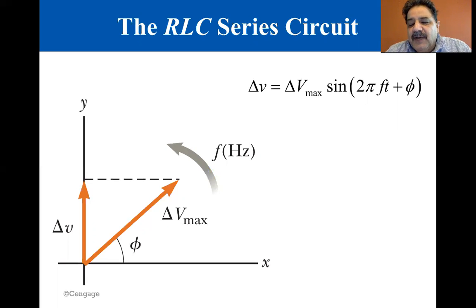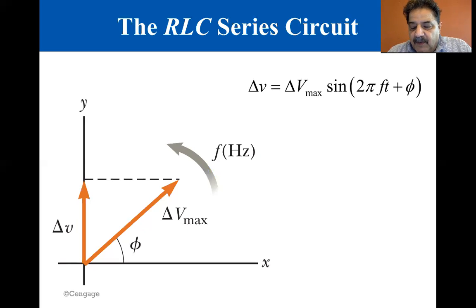This particular diagram represents the circuit voltage given by the expression shown here, where delta V max is the maximum voltage, which is the magnitude or length of the rotating vector or phasor, and phi is the angle between the phasor and the positive x-axis when t equals 0. You can think of the phasor as a vector of magnitude delta V max rotating at a constant frequency so that its projection along the y-axis is the instantaneous voltage in the circuit.